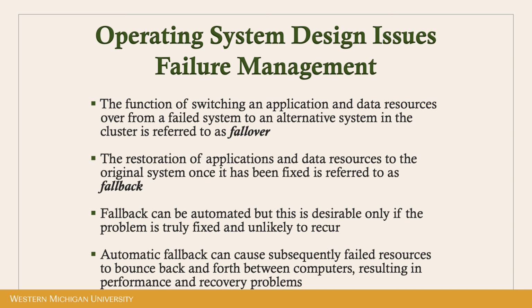Now that can be automated, but it's only desirable if the problem's truly fixed and unlikely to recur. Right? So if I've got a node that's having periodic problems and overheating and shutting down and stuff, I might not want to fall back. I might want to pull that thing completely, right? So I don't necessarily want to automate fallback, because then subsequently failed resources can kind of bounce back and forth between computers, and that gives us performance and recovery problems. So we want to be a little careful about what we automate and what we kind of keep control of ourselves.